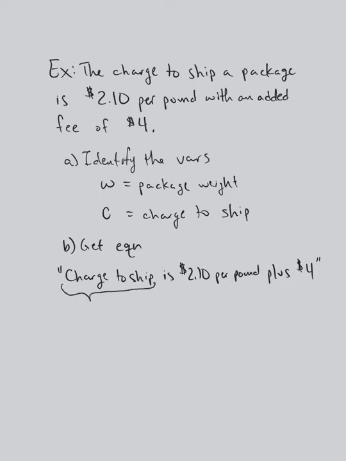There's some tricky wording in here that I talked about on the last slide. But the charge to ship, what variable do we have to represent that? C. Then is, so there's my equal sign. Now here's the key thing: this 2.10 per pound. I have that 2.10, and then to figure out the cost from the weight, I'd want to multiply that by the number of pounds. So I'll get 2.10W. And then hopefully it's pretty obvious that we get plus 4 there. And there's our equation right there: C equals 2.10W plus 4.